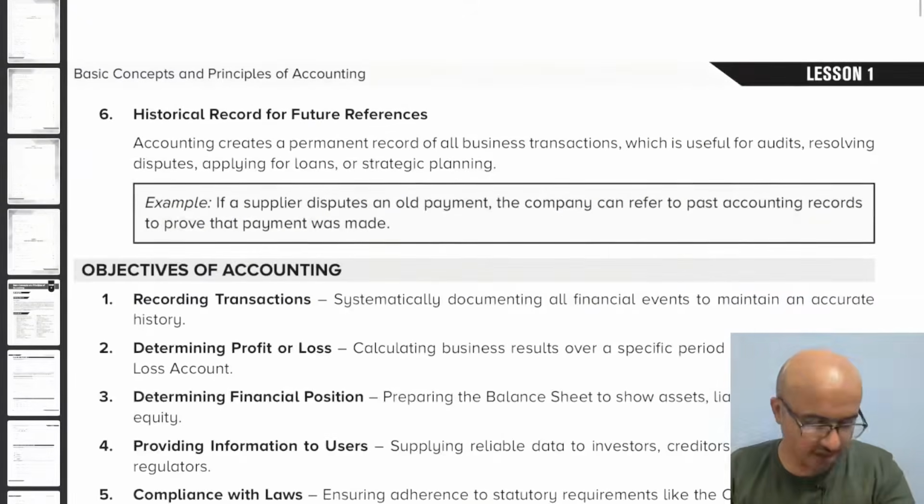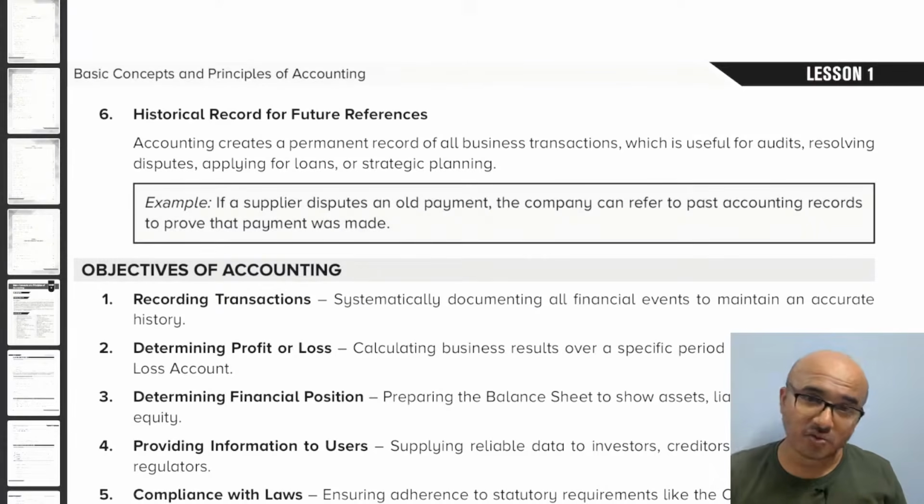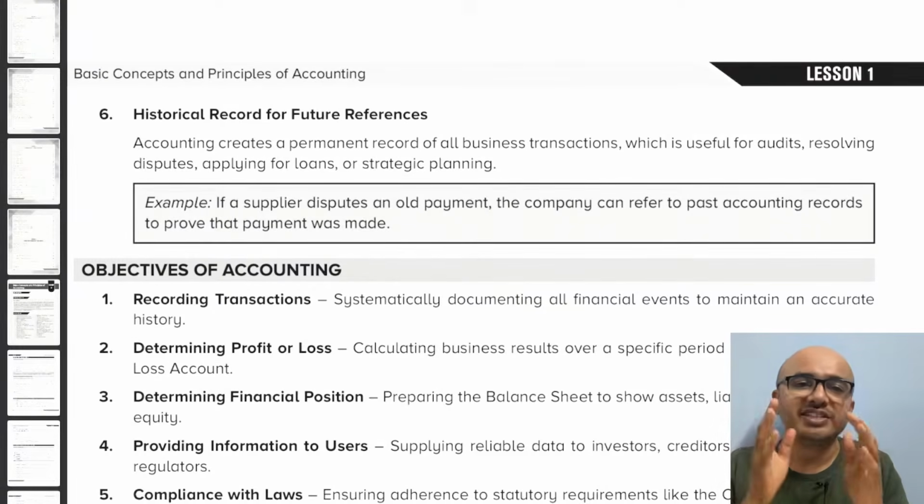Okay. Then historical record for future references. This is what I have been saying since that time, that as accountants we are history keepers. We record stuff so that if tomorrow someone wants to know what exactly has happened in the company in the last 1 year, they can easily go through the accounts and get to know. They don't have to do anything else. Just by following money, you will get to know hundreds of things. I'm sure you would have heard of this in many movies also. Follow the money and you will get to know what exactly is happening, because money trail can't be easily erased. That is something which we all know. Anyway, accounting creates a permanent record of all business transactions, which is useful for audits, resolving disputes, etc.